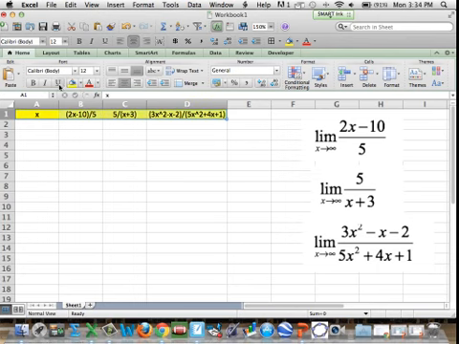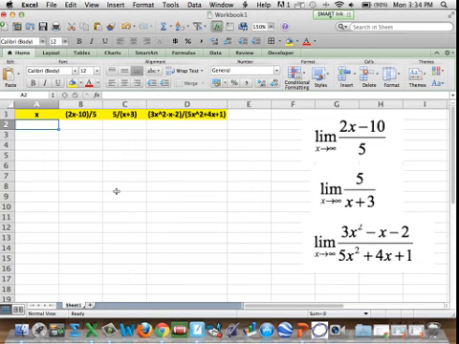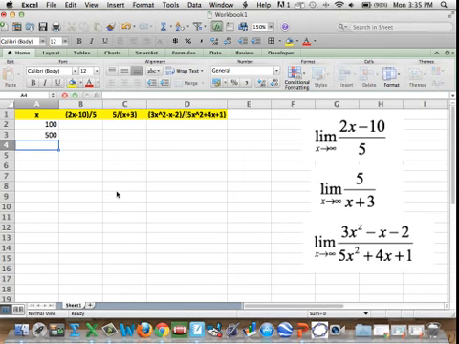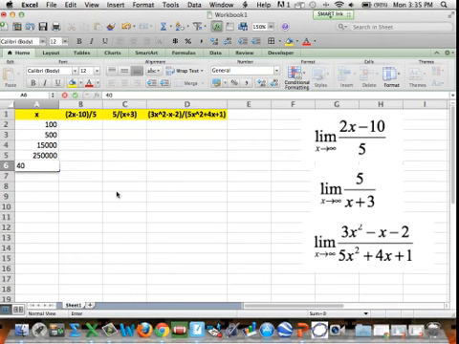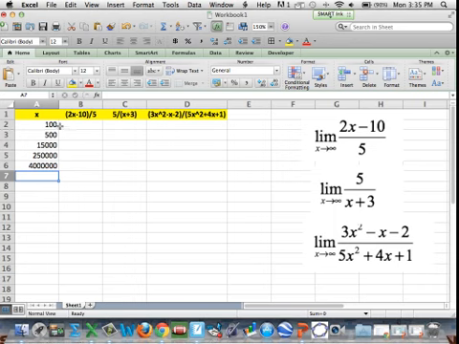Now, when we say we're taking a limit at infinity, we're saying we're going to make x as large as we like. So what I'm going to do is start x off at 100 and just make x bigger. So we'll go to 500 and then maybe 15,000 and then maybe 250,000, and we'll end up with 4 million, I guess. And we could add more values if we like, but hopefully this is enough to get the general idea.